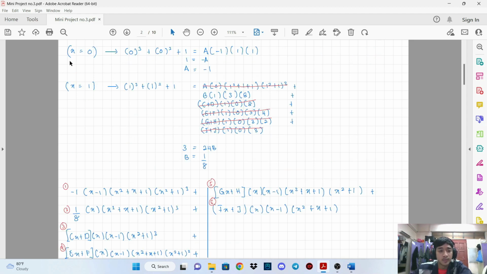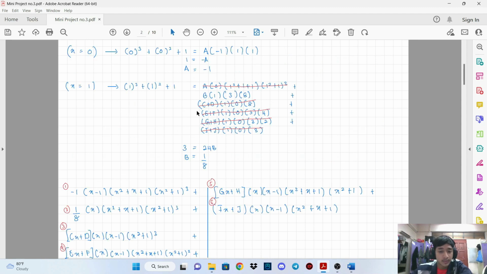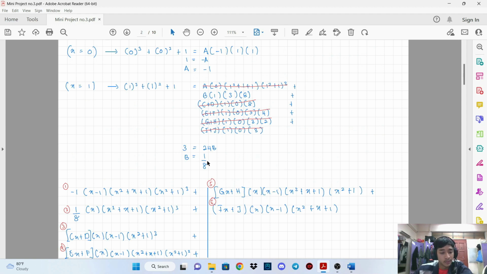Okay, for the next step, we assume that x equals 0. So we replace x with 0 in this equation, and then we get a equal to negative 1. The same step we use for x equal to 1. We replace x with 1 in this equation, and then we get b equal to 1 over 8. After that, we expand this six equation.